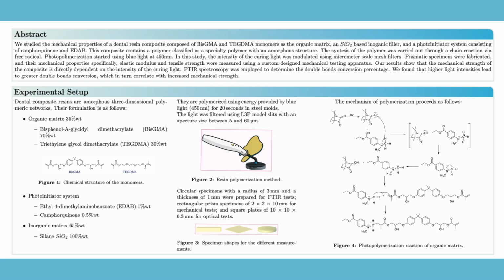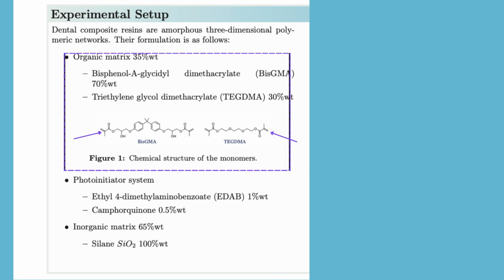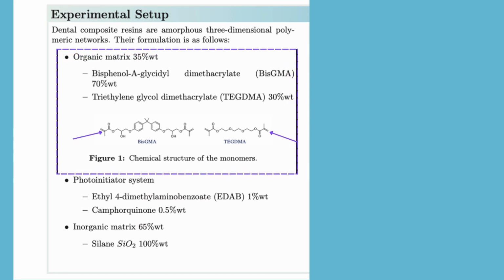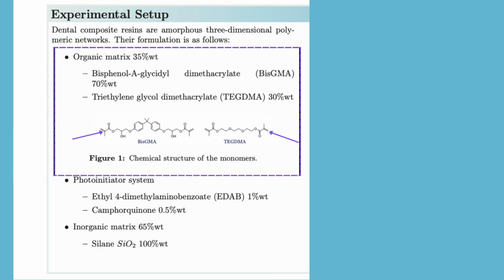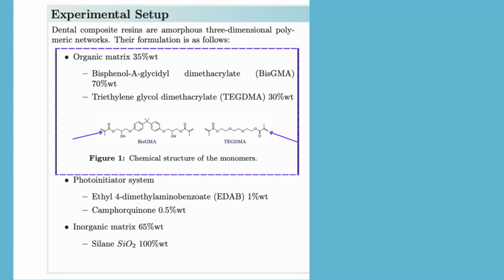In this work, we studied the effects of the current light intensity on the mechanical properties of a composite dental resin. We used the dental resin formulation based on 35% organic matrix and 65% inorganic matrix. The monomers present in this formulation are BisGMA and TEGDMA, which have terminal carbon-carbon double bonds.